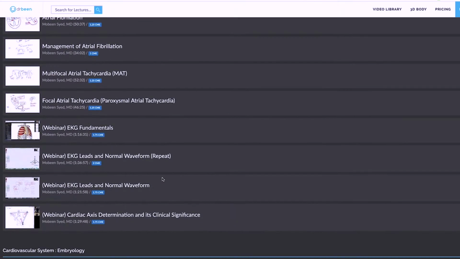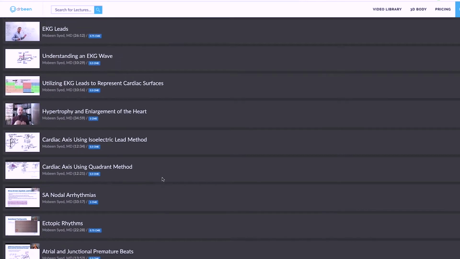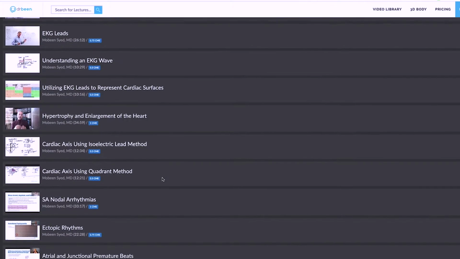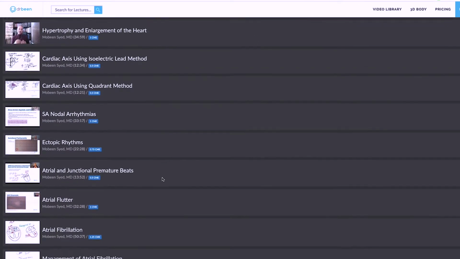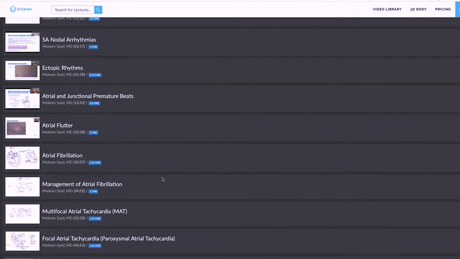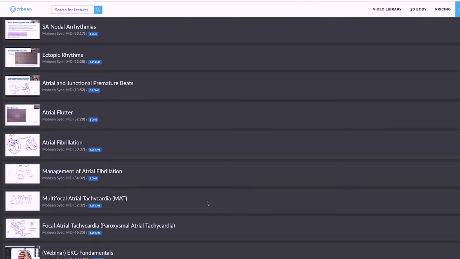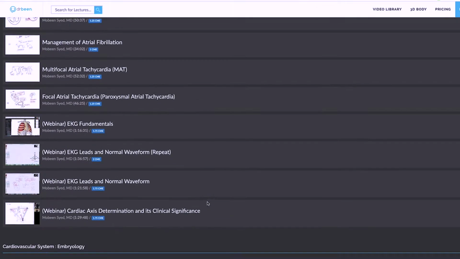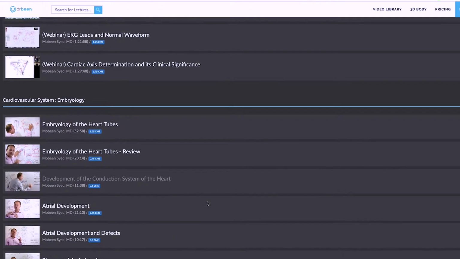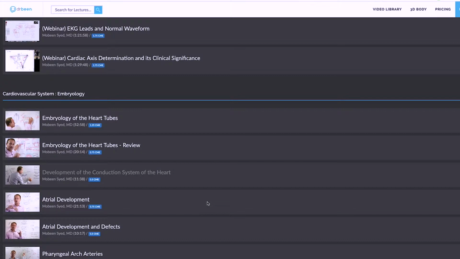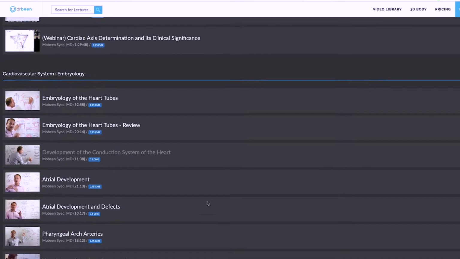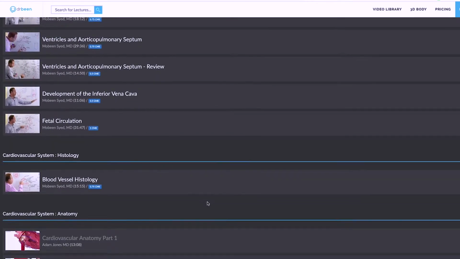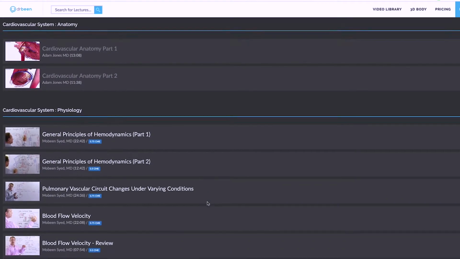If you see here: cardiac leads, understanding an EKG wave, the enlargement of the heart, SA nodal arrhythmias, ectopic rhythms, atrial flutter, and atrial fibrillation. We are about to upload the ventricular fibrillation series as well. Then embryology: the heart tube is one of the most viewed lectures that we have. Atrial development, fetal circulation, inferior vena cava development, cardiovascular histology, anatomy of the heart, physiology, general principles of hemodynamics.